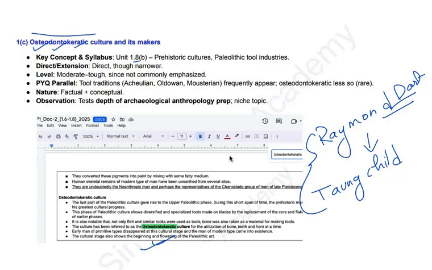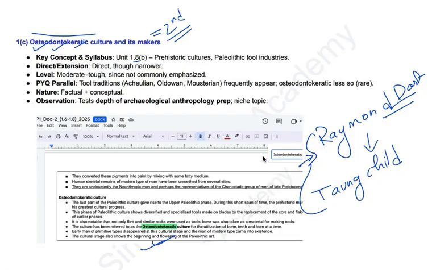So as you know, this culture was emphasized by Raymond Dart, and Raymond Dart was the one who discovered the Taung child, or your Australopithecus africanus. So this second part of the question is also answered here. So if you just try connecting the dots, you will be able to attempt this particular question.